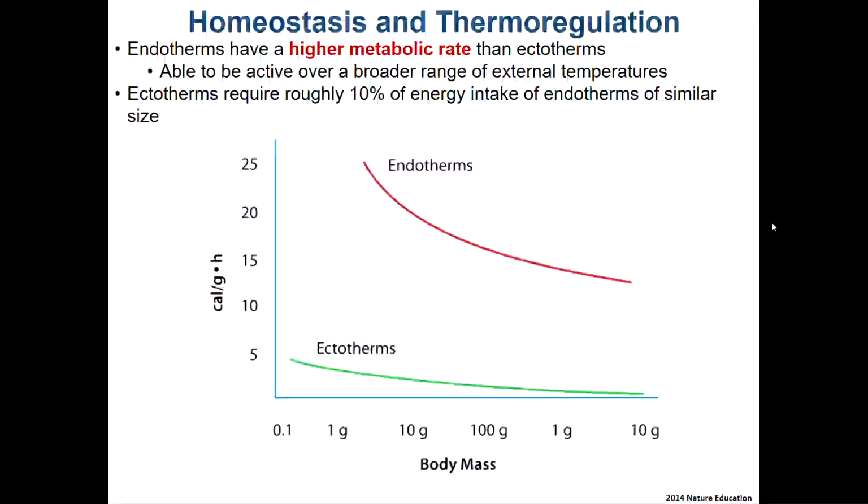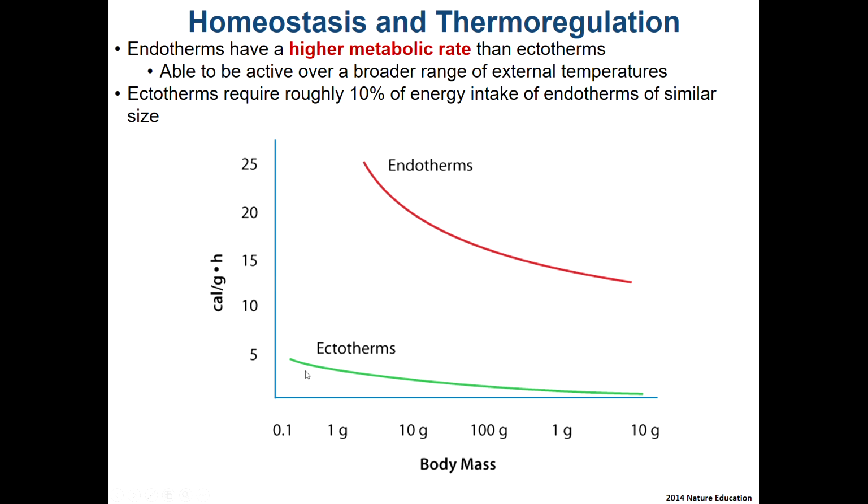So if we look at comparing endotherms and ectotherms, we can see on this graph that endotherms have a higher metabolic rate than ectotherms. On our x-axis, we have our body mass, and on our y-axis, we have our metabolic rate. So that's calories per gram per hour.